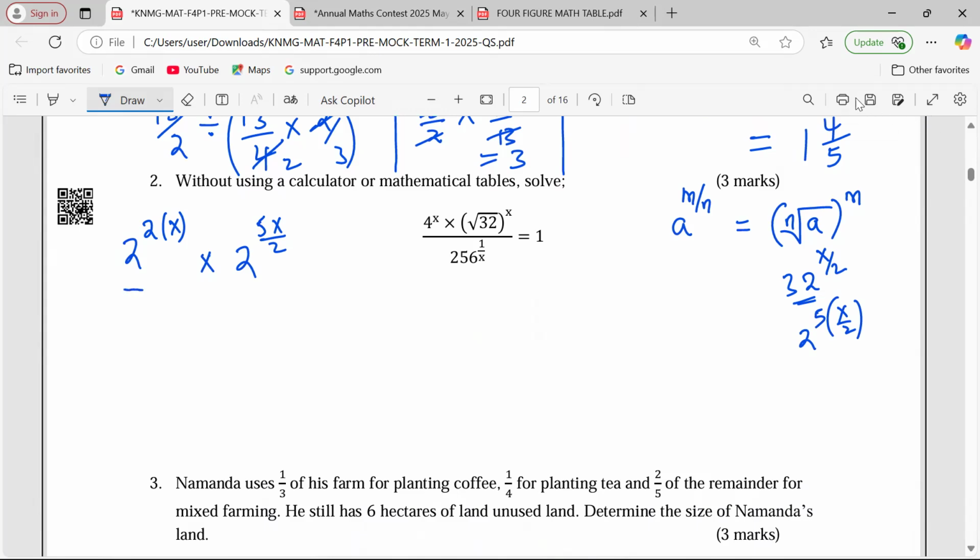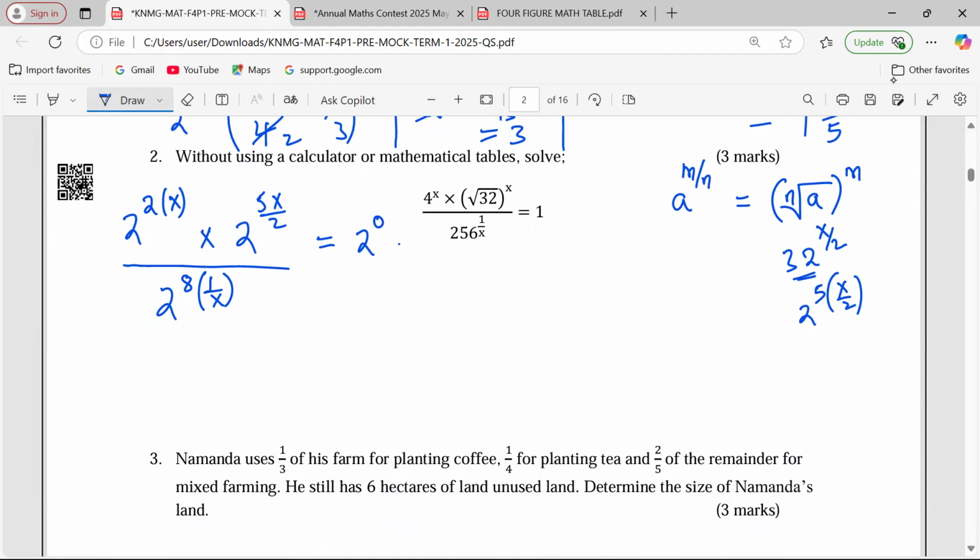5x over 2 is a power already. This one is being divided by 256, which is the same as 2 power 8. Then there is already 1 over x there, so it should be 8 over x as a power. This is equal to, there is a law that we call the zero index, which says that anything power 0 equals 1. Any base raised to power 0 should give us 1. And that applied, it means we can change 1 to 2 power 0. Now you see, we have introduced base 2 throughout the equation.